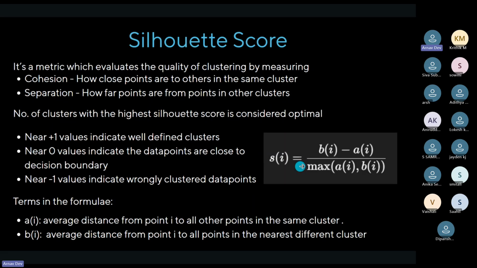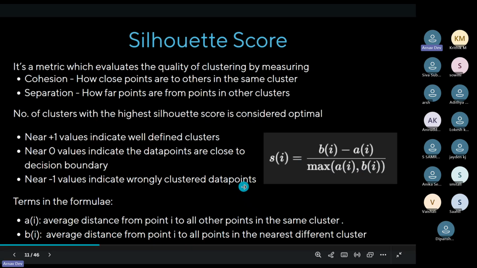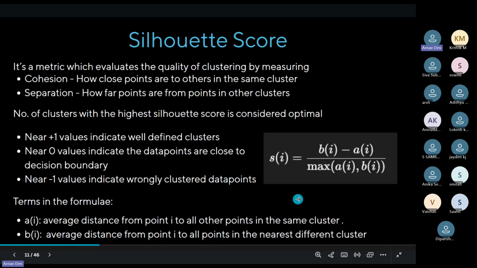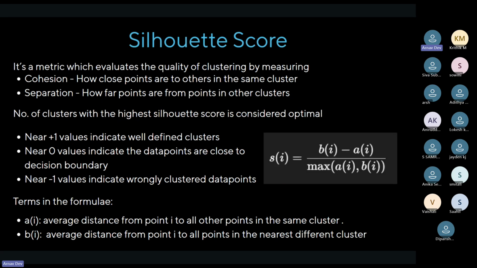The mathematical formula for this is S(i) for a particular point i is (b(i) minus a(i)) divided by the maximum of a(i) and b(i). a(i) is the average distance from point i to all the points in the same cluster, and b(i) is the average distance of point i to all the points in the nearest different cluster. Suppose you have a cluster A and a cluster B. For a point in cluster A, the average distance to all the points in cluster A would be taken as the value of a in this formula, and the average distance of point i to all the points in the other cluster B would be taken as the value of b. So we calculate S(i) as (b(i) minus a(i)) by the maximum of a(i) and b(i). This is the Silhouette score.